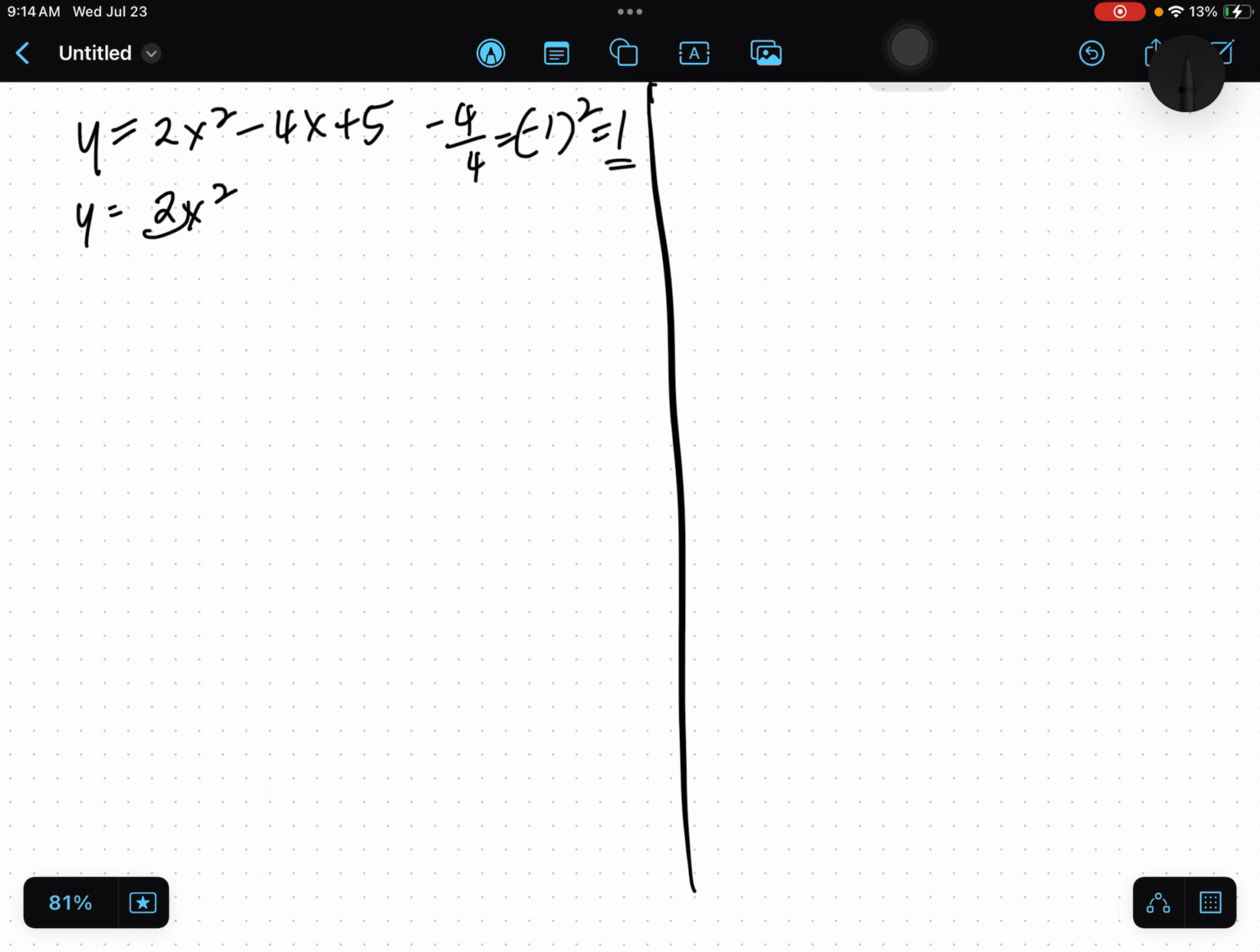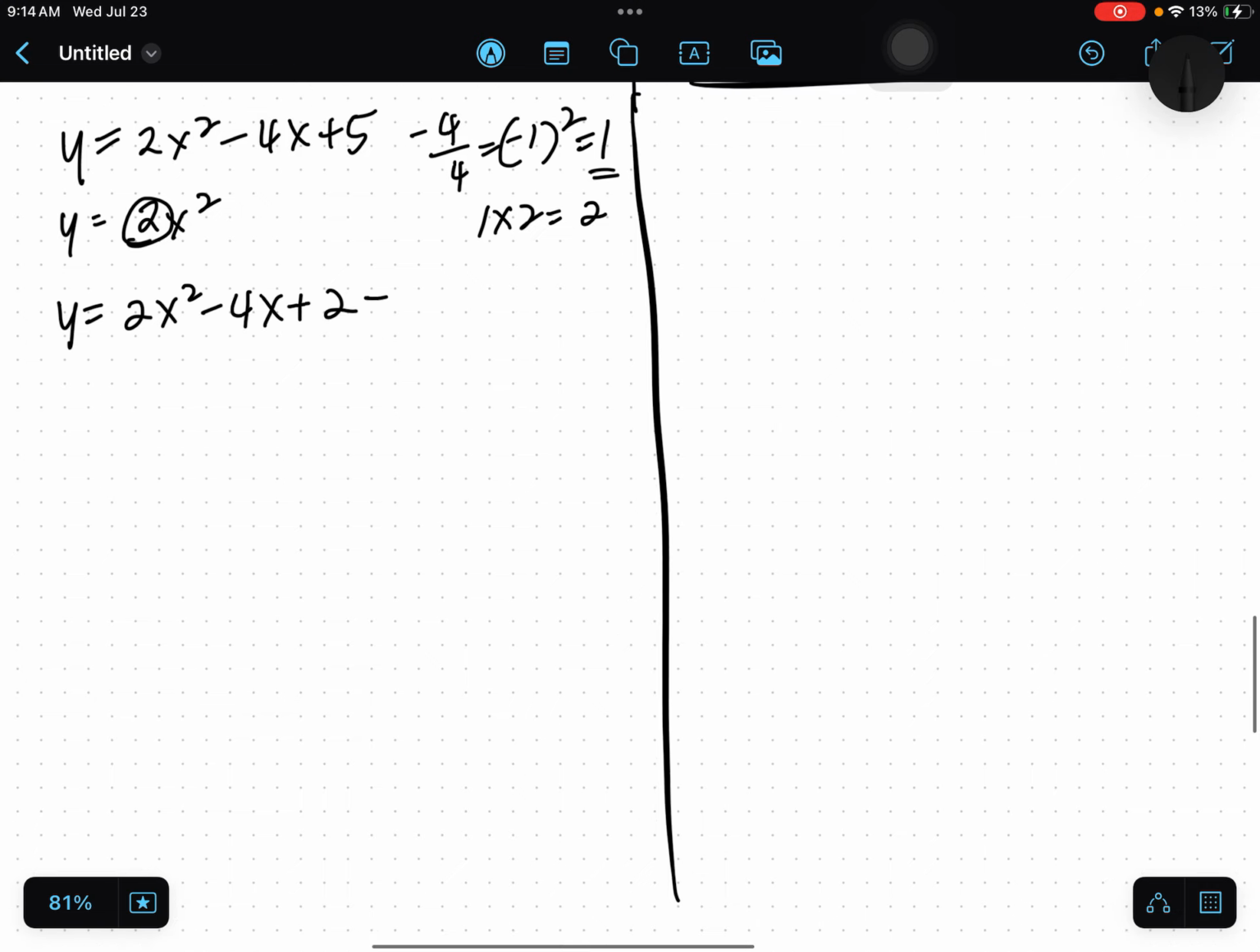Okay? But because your x squared has a 2 there, I will have to multiply that by 2. So, ang i-add ko ay 2. So, minus 4x plus 2 minus 2 plus 5. So, please don't forget it has to be minus, plus and minus. Parang nag-a-add lang tayo ng 0. Okay? And then, here's where the magic starts. I will extract the 2.